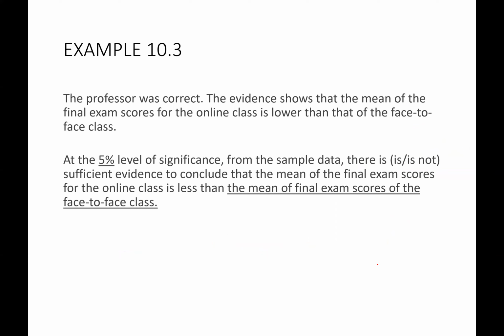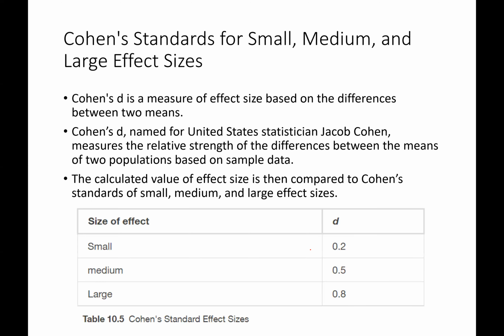The professor was correct. The evidence shows that the mean of the final exam scores for the online class is lower than that of the face-to-face class. At a 5% level of significance from the sample data, there is sufficient evidence to conclude that the mean of the final scores for the online class is less than the mean of the final exam scores of the face-to-face class. Okay.